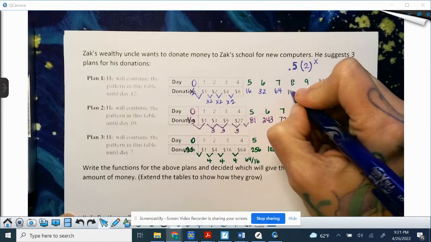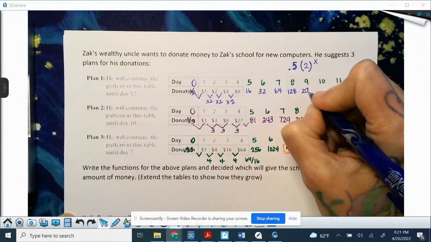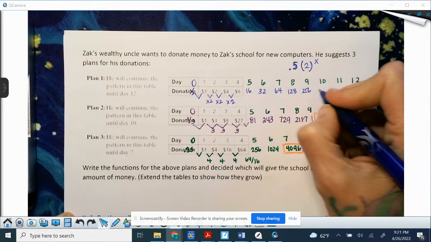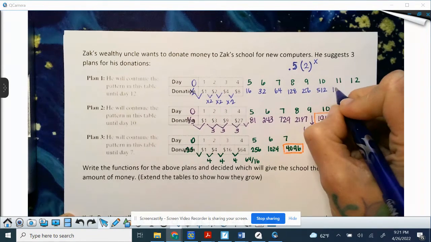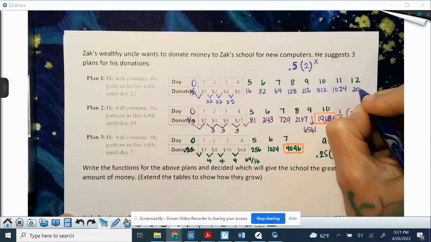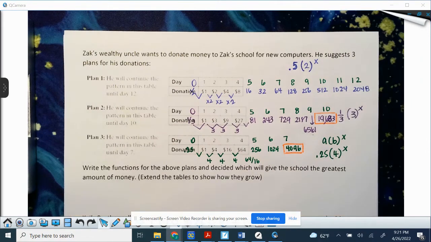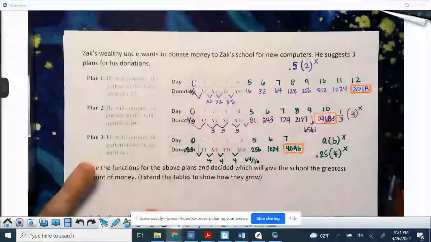128. 128 times 2 is 256. Times 2 is 512. Times 2 is 1,024. And then times 2 is going to be 2,048. So even though it was set for the longest amount of time, just doubling is not going to work.